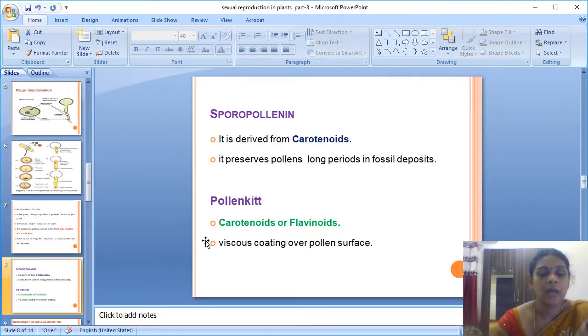Next, pollen kit. Pollen kit is carotenoids or flavonoids. It looks orange or yellowish in color. It is derived only from our pollen protoplasm, and it forms a viscous coating over the pollen surface. This viscous coating, or oily appearance, on the pollen surface will protect the pollens from UV rays from the sunlight. It is also used to attract insects for pollination. Okay, did you understand?